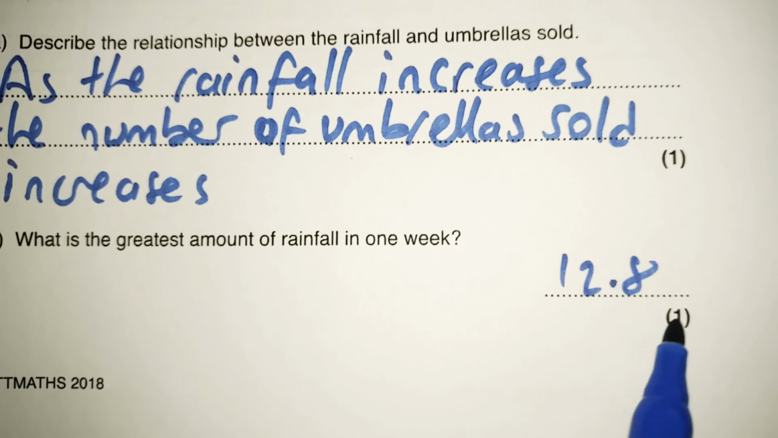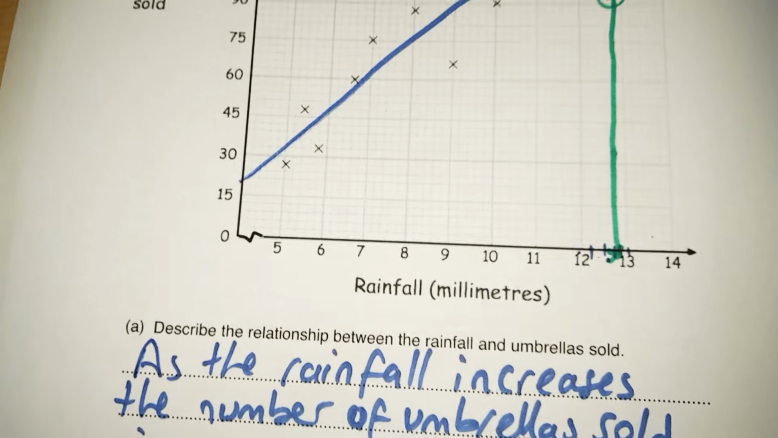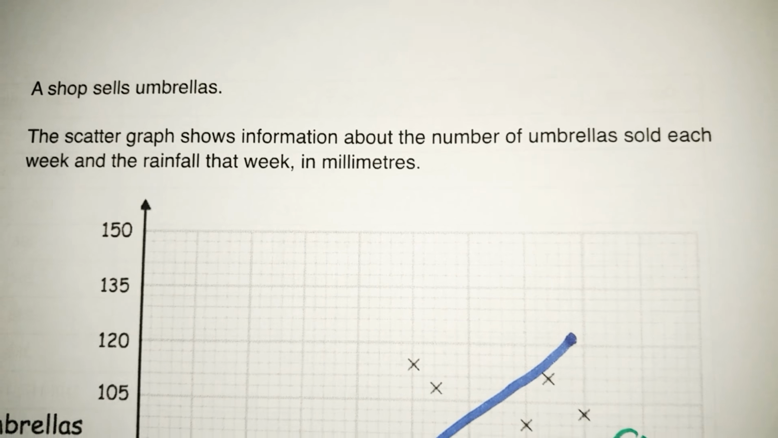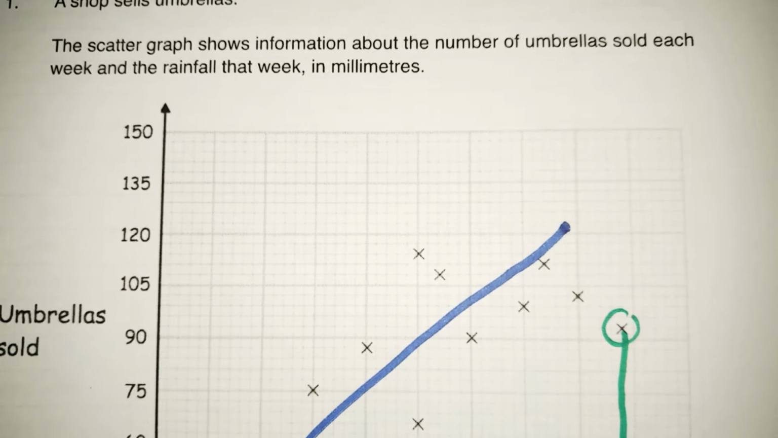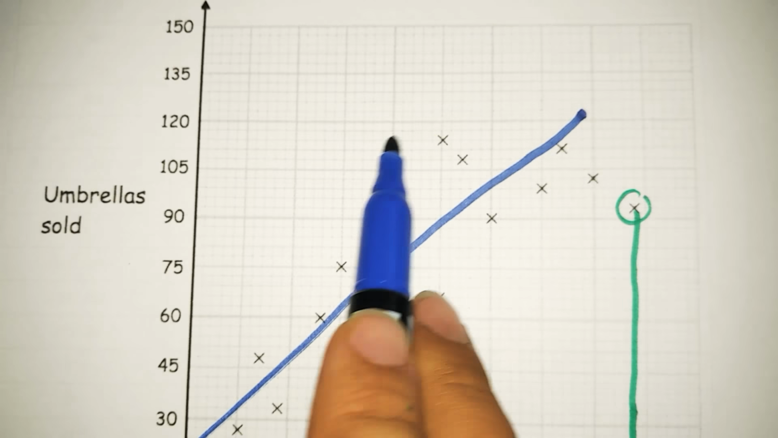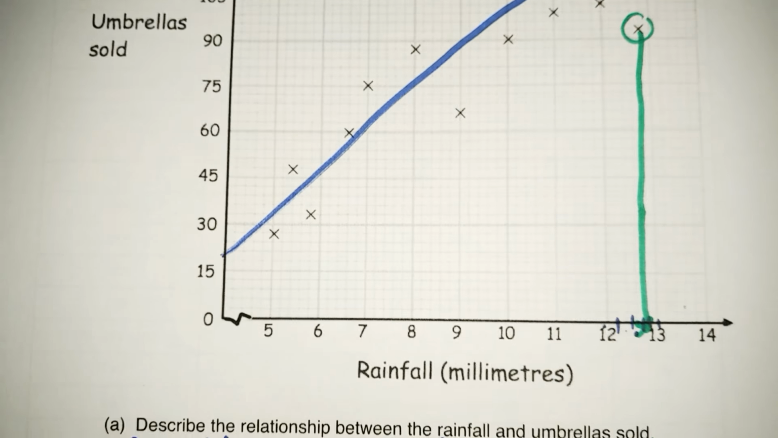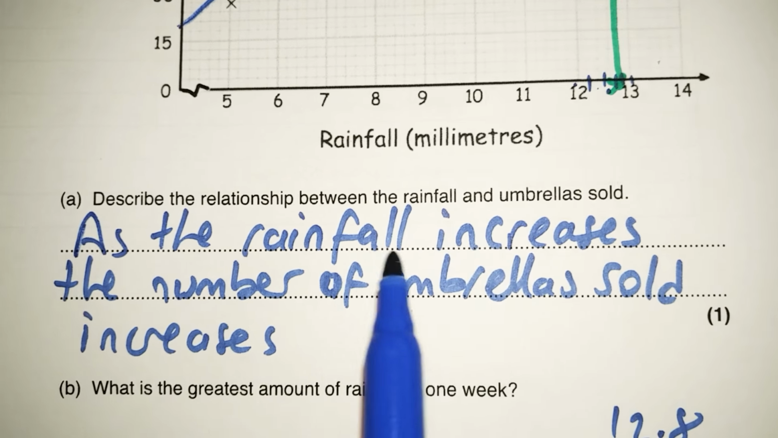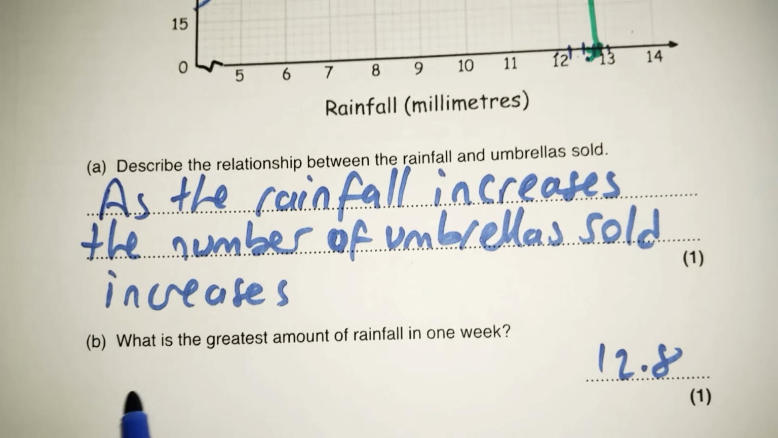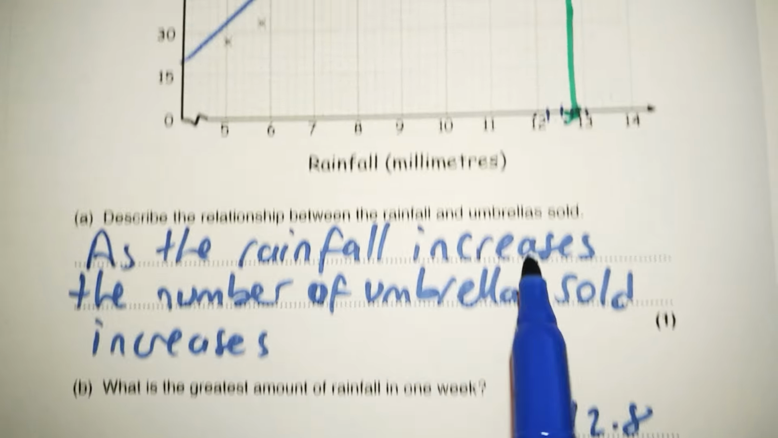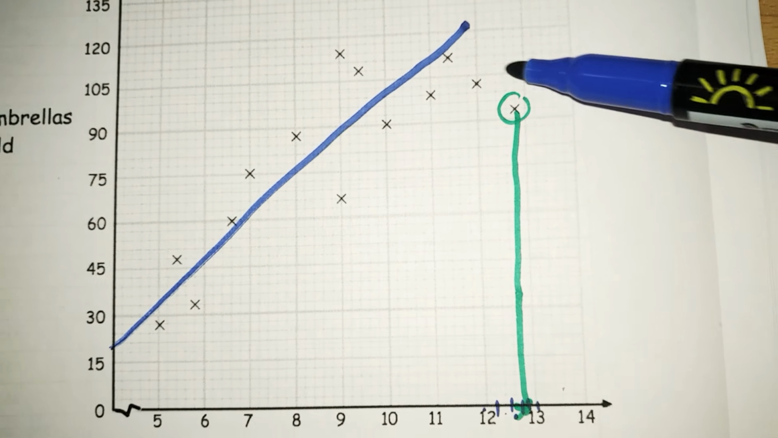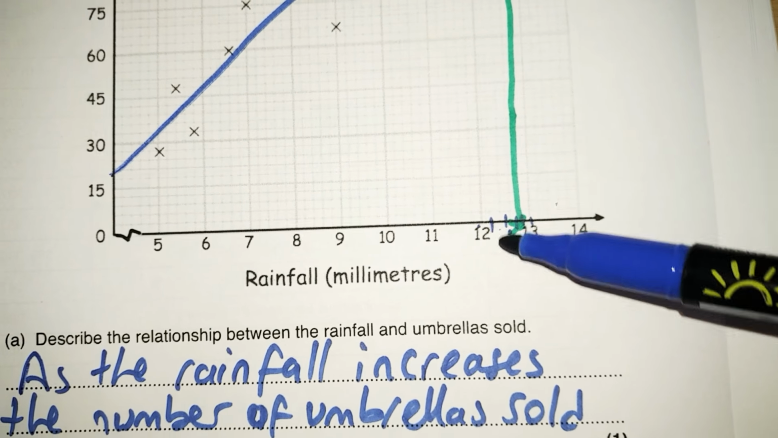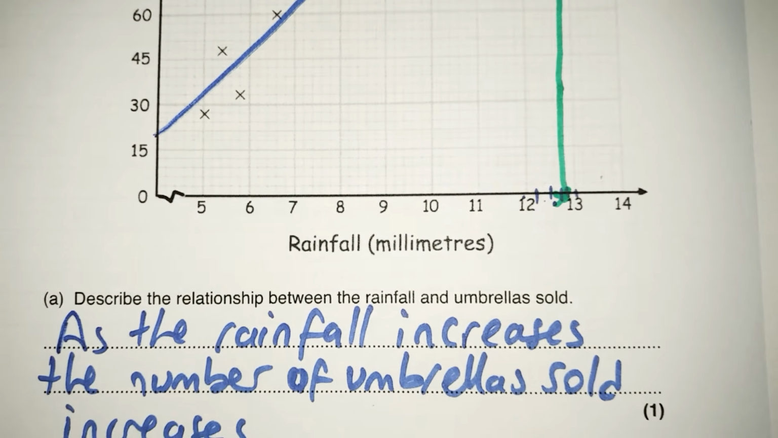It is 12.8. If you didn't understand the question, because I'm going a little bit quicker, you can go through the whole question slowly yourself. Analyze the relationship, and do your scatter graph. Remember the positive correlation, and how to find the biggest amount among the observations: pick it, go down, and find an accurate rainfall around this area.